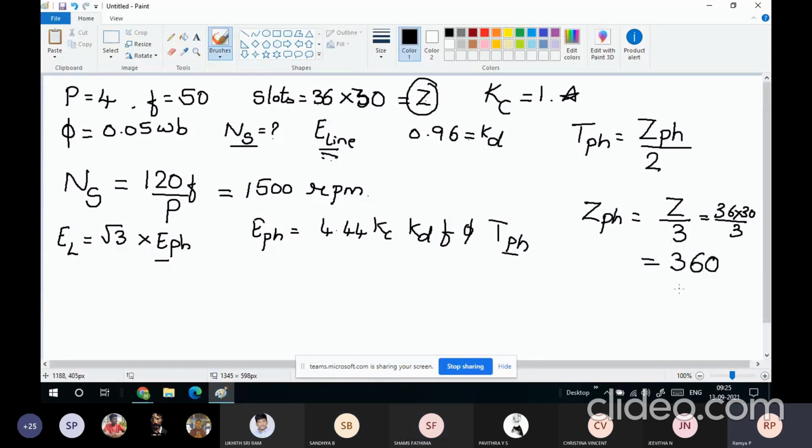360 conductors that I can keep in a single phase. Right. Use this 360 in the above formula. It is 360 per phase Z divided by 2. What is the value for this? It is 180. This is your TPH. Substitute here. And substitute values: Kc I have given as 1, Kd as 0.96, frequency as 50, phi is 0.05 Weber, T phase is 180.